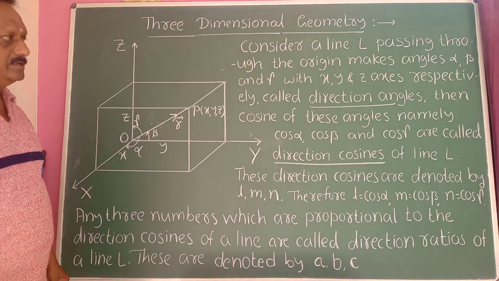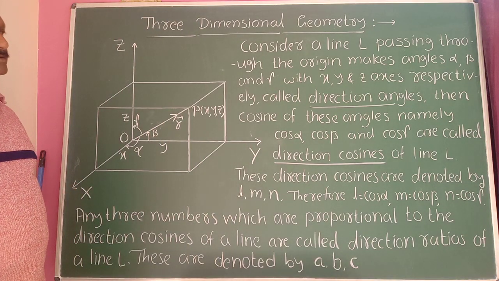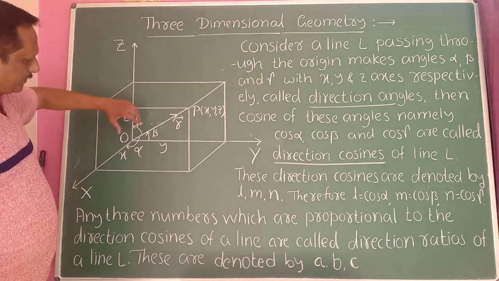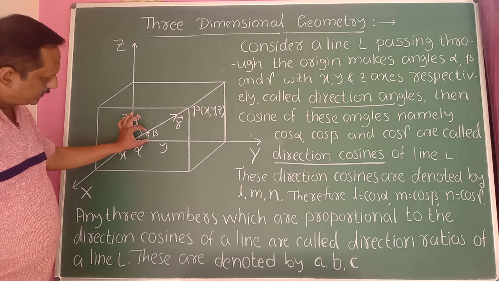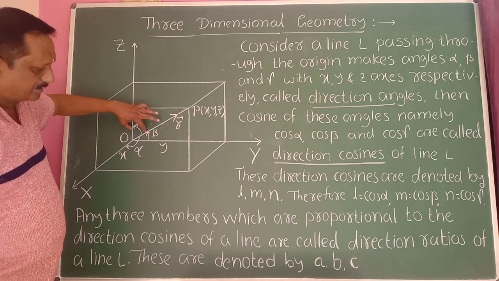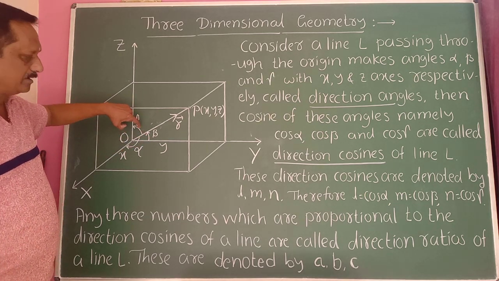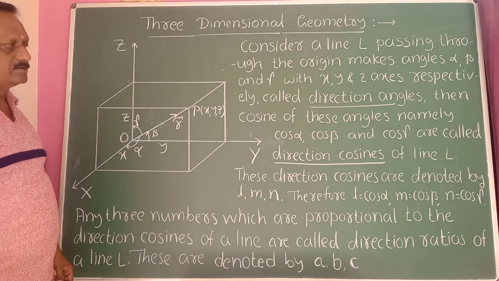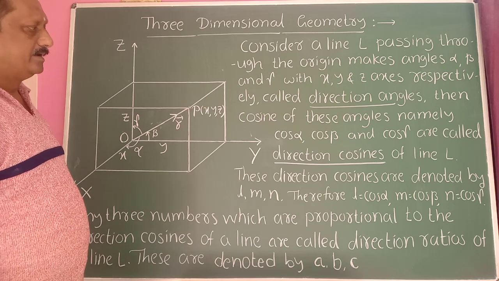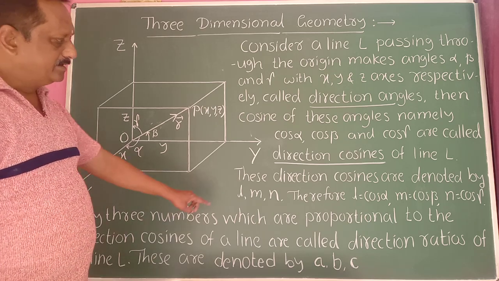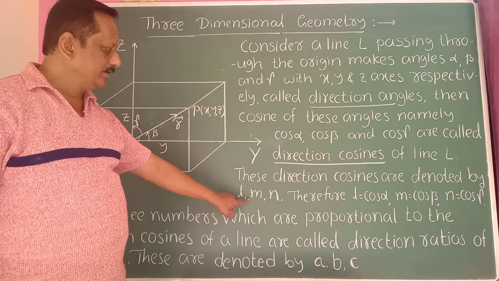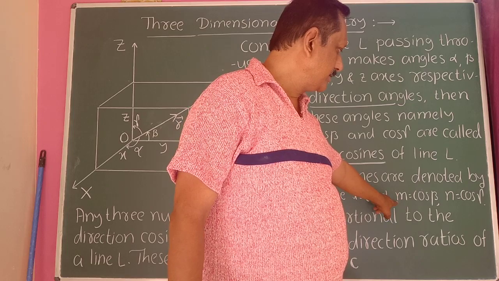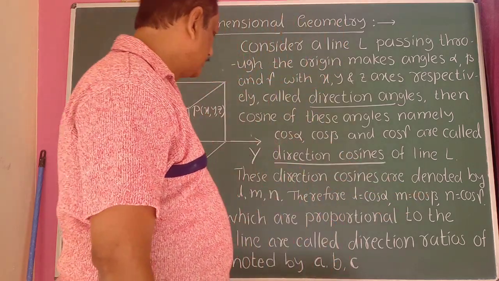Then the cosines of these angles, namely cos alpha, cos beta and cos gamma, are called the direction cosines of a line. This line makes angle alpha with the x axis, beta with the y axis, gamma with the z axis. So these are direction angles, and cos alpha, cos beta, cos gamma are called direction cosines of a line. These direction cosines are denoted by l, m and n. Hence, l is equal to cos alpha, m is equal to cos beta and n is equal to cos gamma.